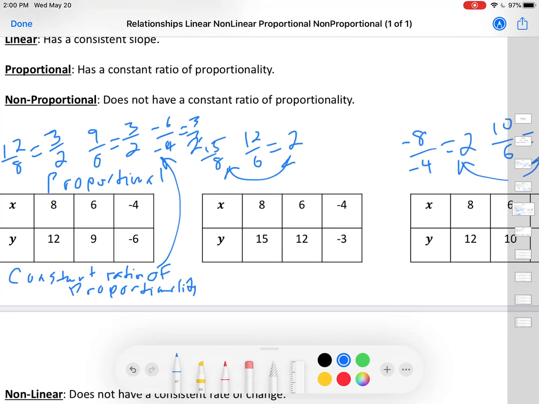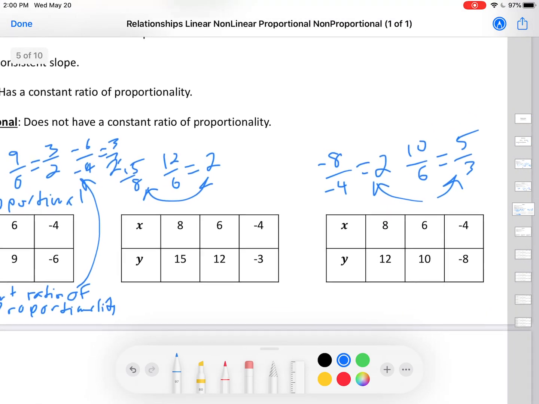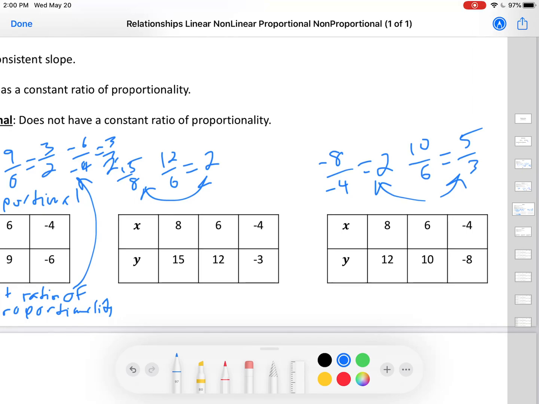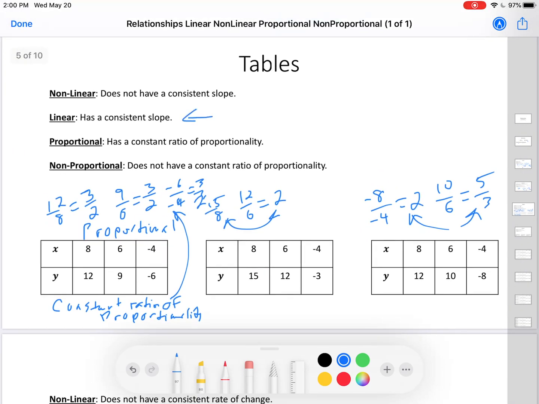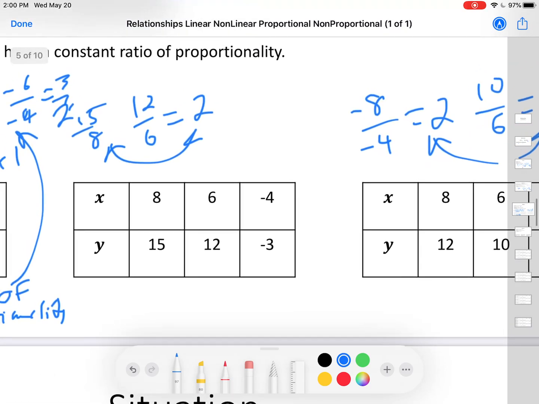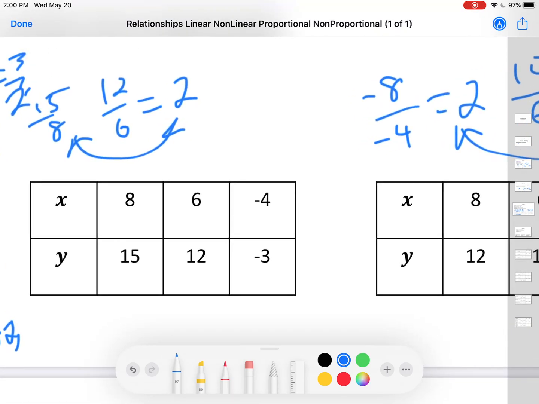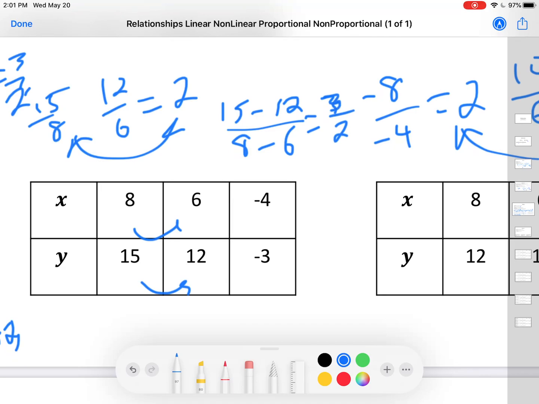Okay, this one's proportional. So, are both of these linear, or is one of them nonlinear? Well, if it's linear, it has a constant slope. So let's find some slopes. Okay, to do some slopes, remember, we have to subtract. So y minus y: 15 minus 12 over 8 minus 6. Notice I went this way and the same direction. Don't mix it up. 15 minus 12 is 3. 8 minus 6 is 2. That's 3 halves.